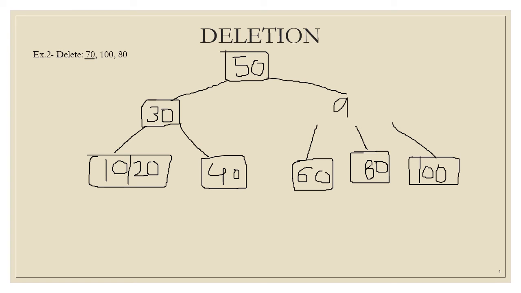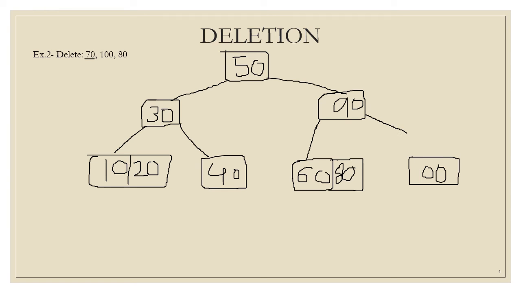Combining is easy, and it is clearly visible that 60 and 80 are smaller than 90. So we can combine this 80 with 60 and the violation will be removed. Now we have no violation and the tree is completely okay, like this. Next, we have to delete 100.